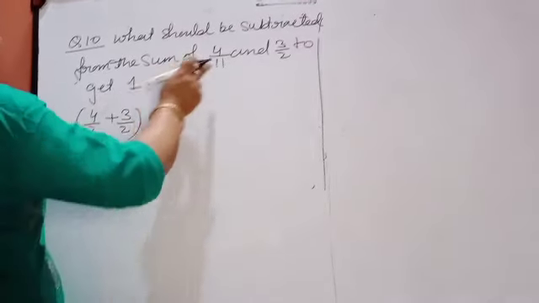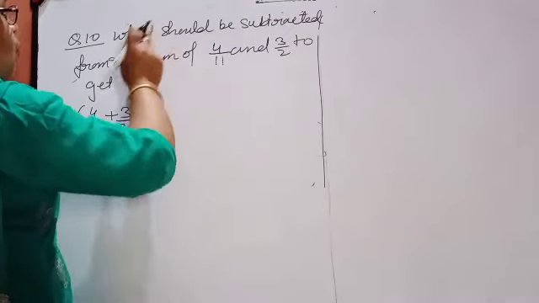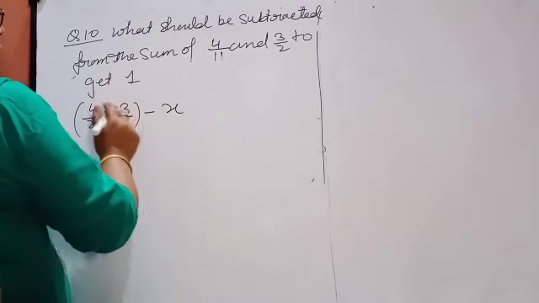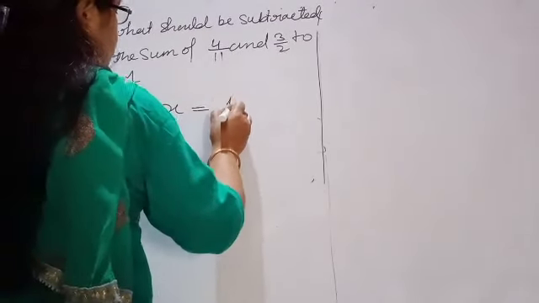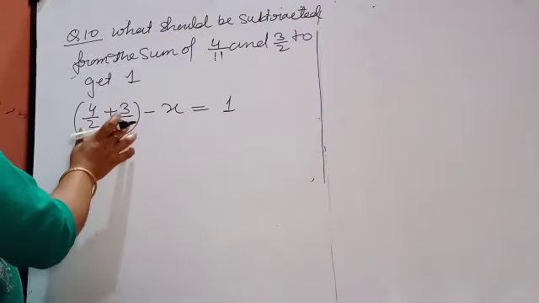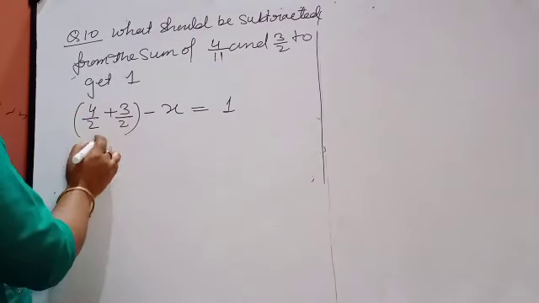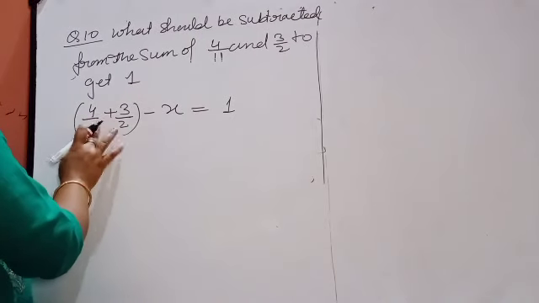Okay. The sum is getting in the first position. What should be subtracted? For that we will use x, to get 1. So the sum minus x is equal to 1. Okay. Now what will you do? 4 plus 3, 7. Oh sorry, it was 4 upon 11.